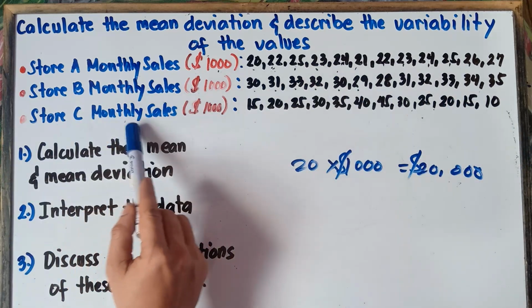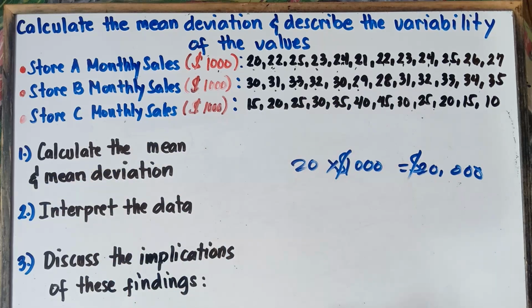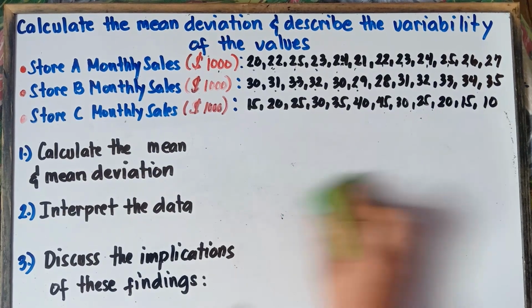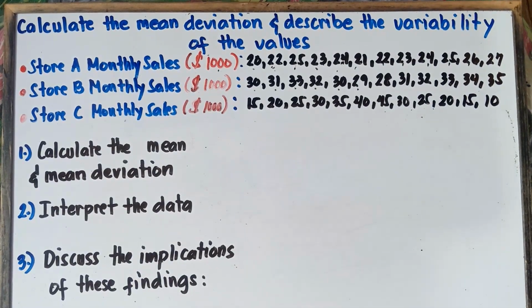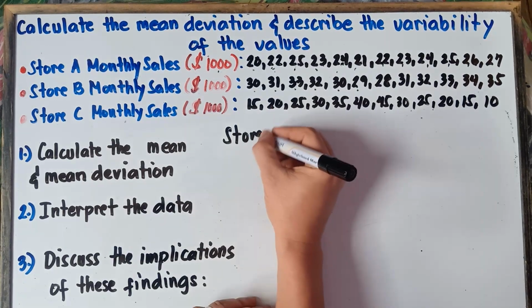For store C, monthly sales, that would be 15, 20, 25, 30, 35, 40, and then so on. Alright, so question number 1 is we're going to calculate the mean. Let's start with store A. So let's find the mean now.